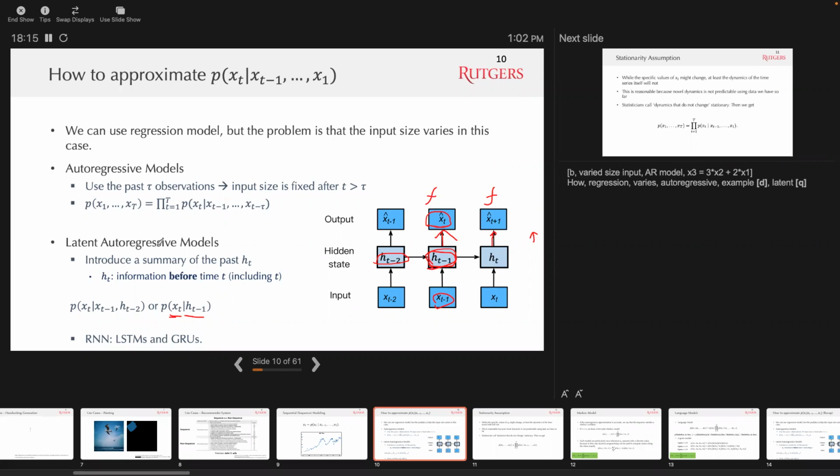Okay, so this is autoregressive models and latent autoregressive model. This is a very high-level picture of today's lecture. Next, we're going to first go through some autoregressive models, then see why they have some limitations, and then move on to latent autoregressive models, which is RNN. So we're going to start with the simple autoregressive model first.